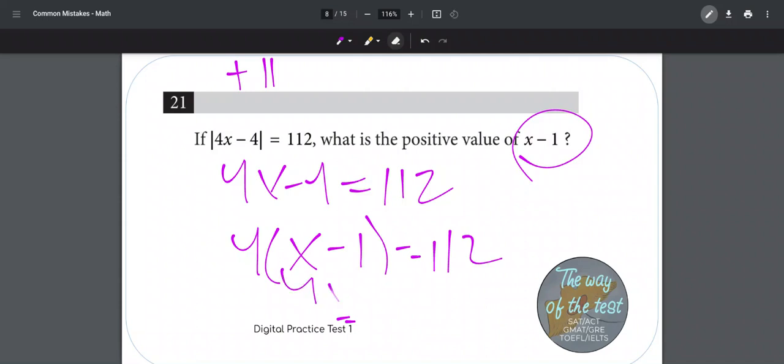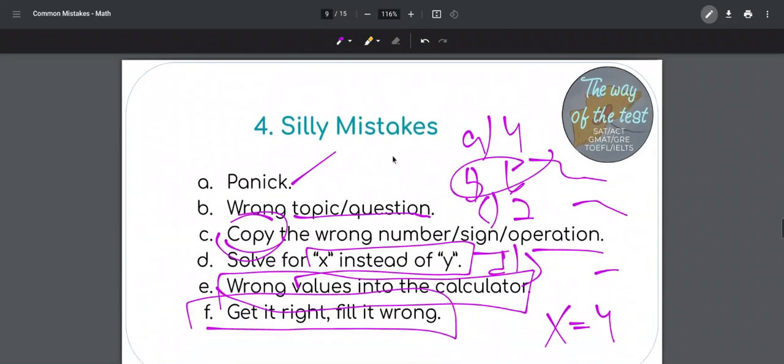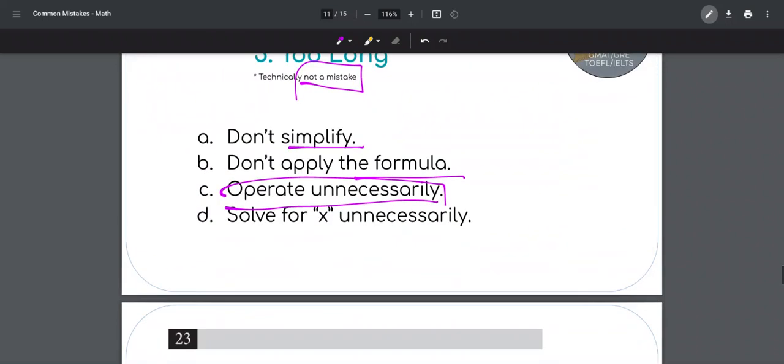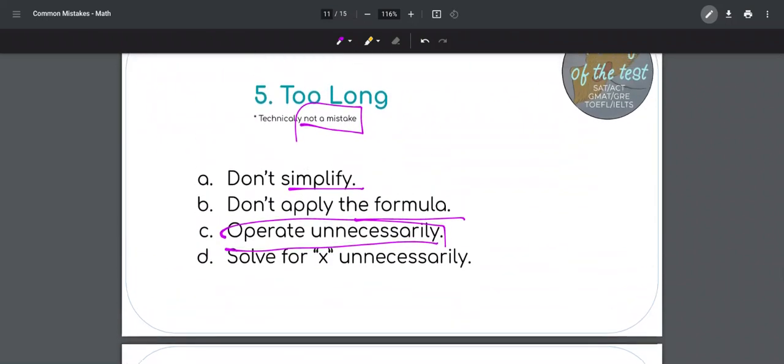I don't need to do 4x equals 112 plus 4. I don't need to do that, right? And in this specific case it would be like 10 extra seconds, but sometimes it's like 30 extra seconds or 1 extra minute, okay? And solving for x unnecessarily is kind of the same thing as the previous example.